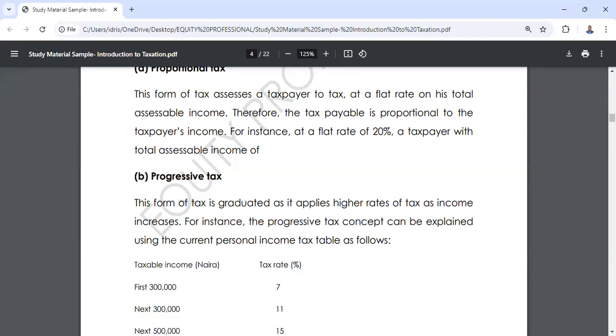That is a progressive tax system. A tax system where the tax rate increases as the income level increases is a progressive tax system.